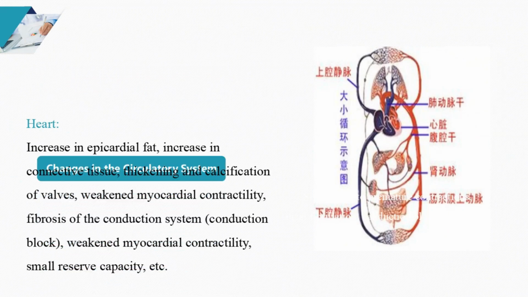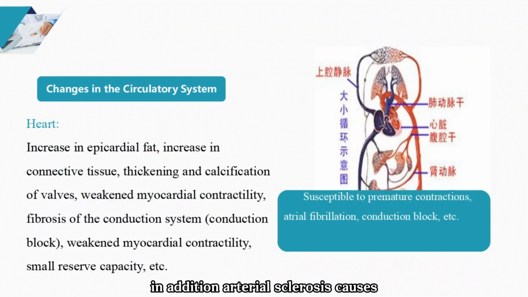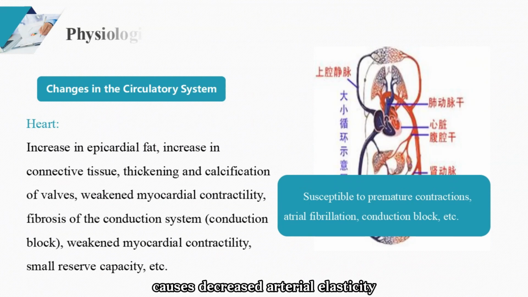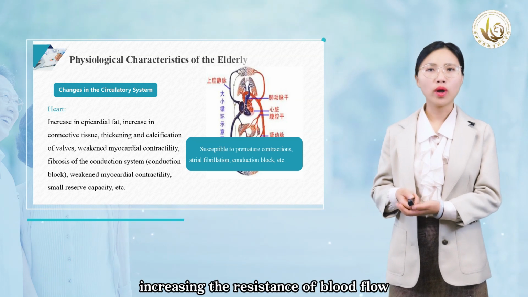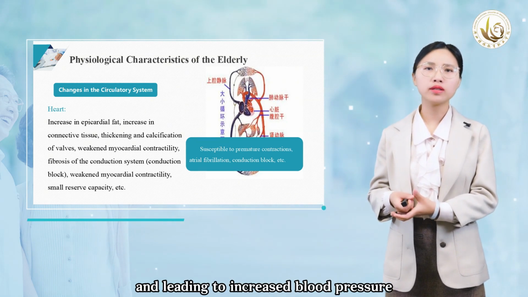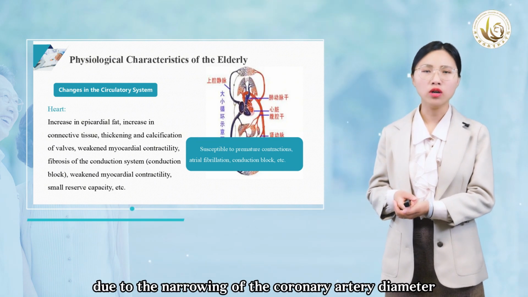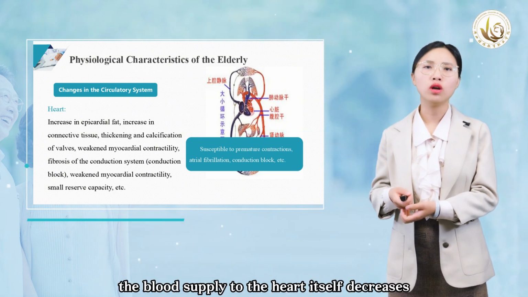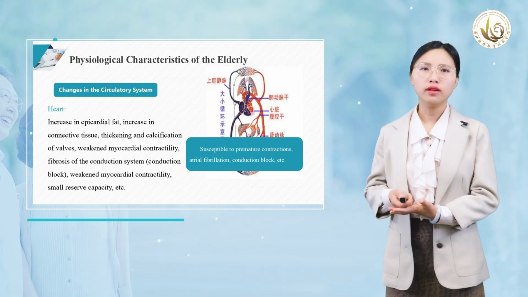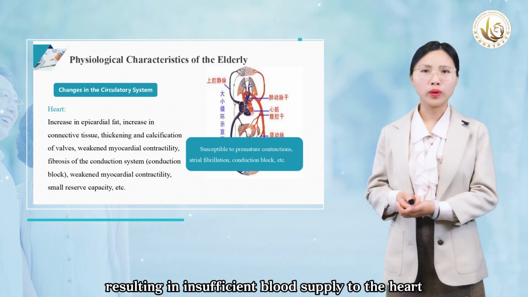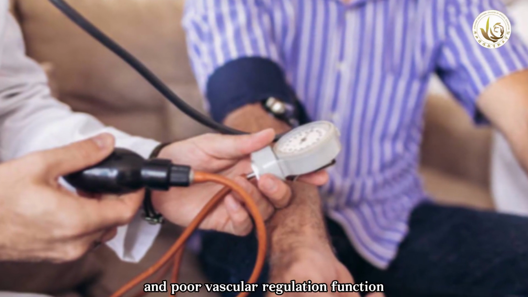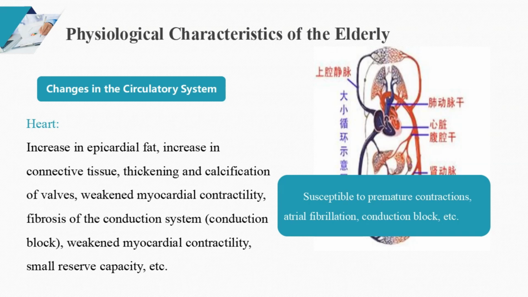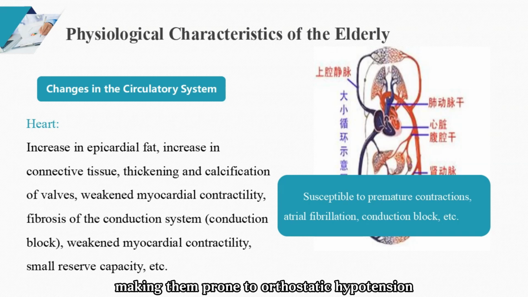etc. In addition, arterial sclerosis causes decreased arterial elasticity and narrow vascular lumen, increasing the resistance of blood flow and leading to increased blood pressure. At the same time, due to the narrowing of the coronary artery diameter, the blood supply to the heart itself decreases, resulting in insufficient blood supply to the heart and the occurrence of coronary heart disease. Also, due to unstable autonomic nerve function and poor vascular regulation function, making them prone to orthostatic hypotension.